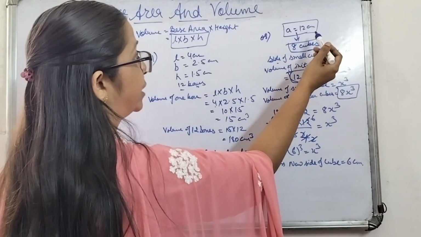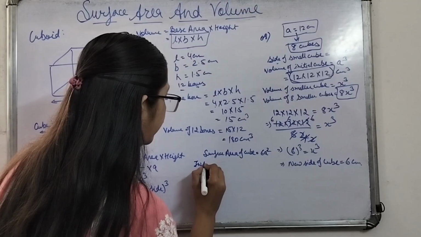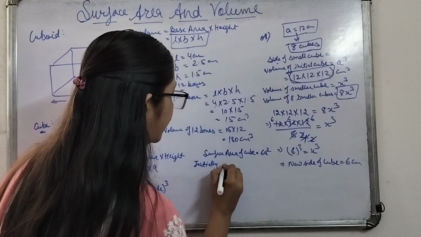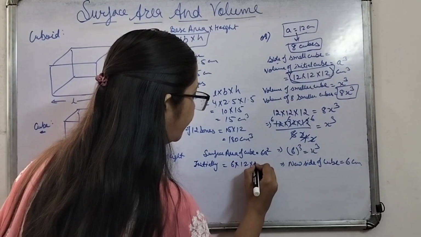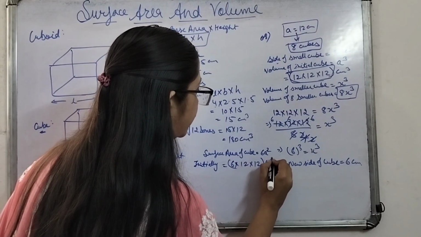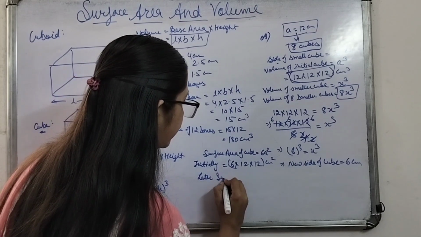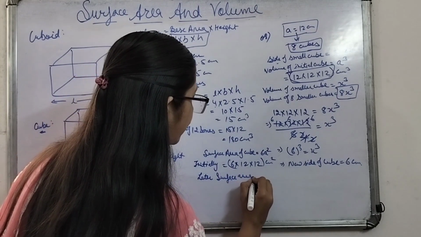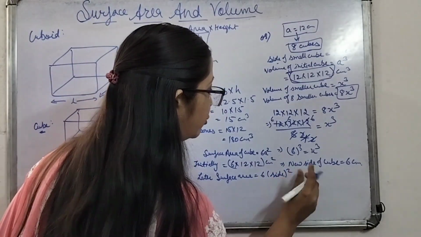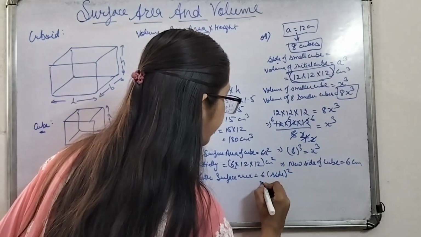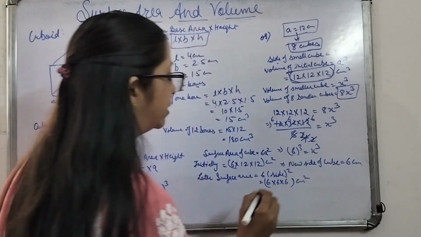So for the initial condition, when the side was 12, the surface area was 6 multiplied by 12 squared centimeter square. Later the surface area will be 6 multiplied by side square, and the new side was 6, so it will be 6 multiplied by 6 multiplied by 6 centimeter square.